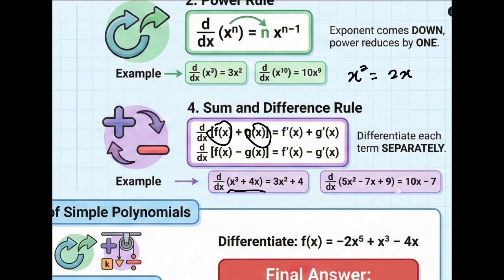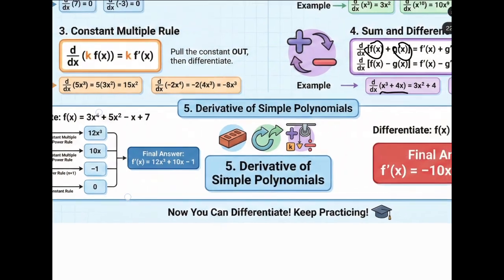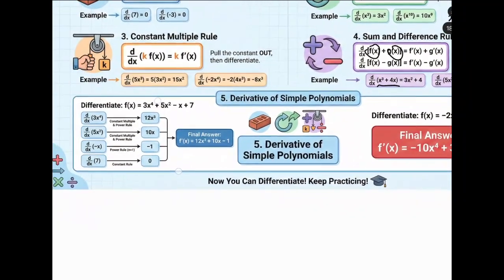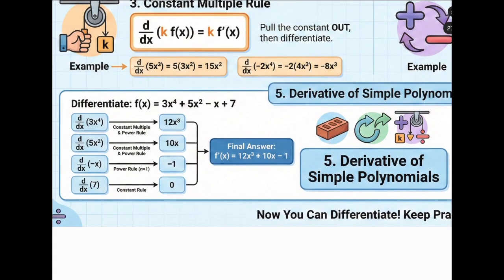The same goes for this one. We differentiate them separately and then put them back together. So that is the sum and difference rule. And lastly, let's look at the derivative of simple polynomials, combining what we have looked at until now.